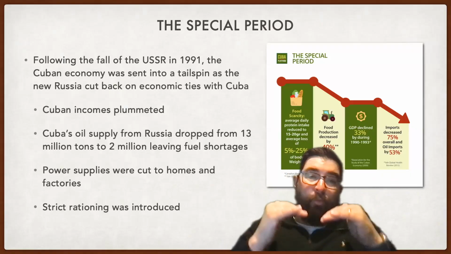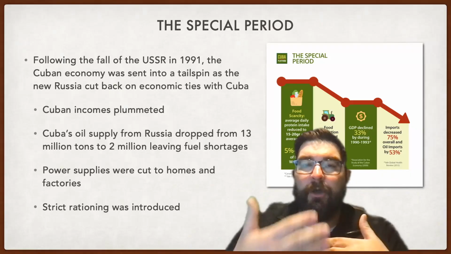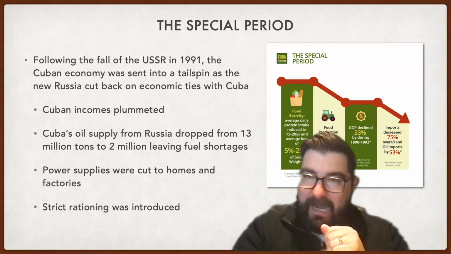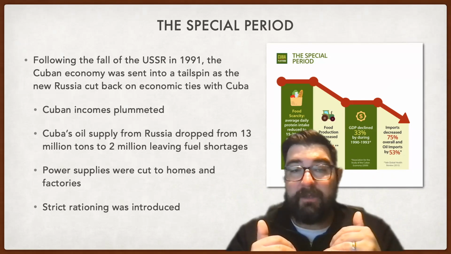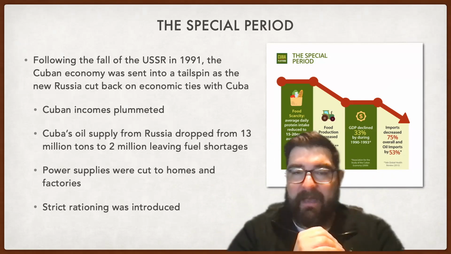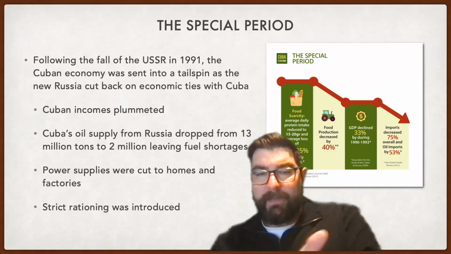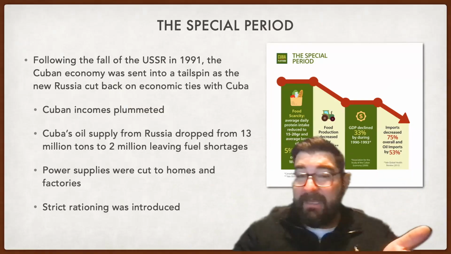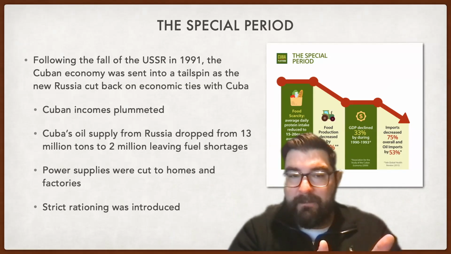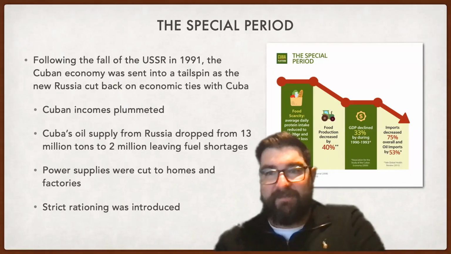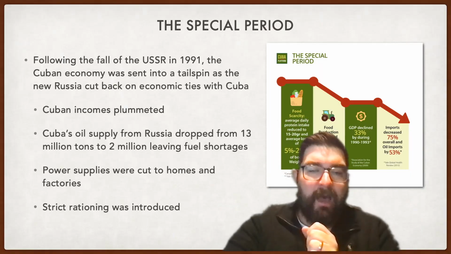This all gets even worse following the collapse of the Soviet Union, where Cuba enters a period known as the Special Period. The economy is set into a tailspin as the new Russia, after the fall of the Soviet Union, cuts back on economic ties with Cuba. Cuban incomes plummet. Cuban oil supply from Russia drops from 13 million tons to 2 million, leaving tremendous fuel shortages in Cuba. Power supplies to homes and factories would be cut, and strict government rationing of consumer goods began.